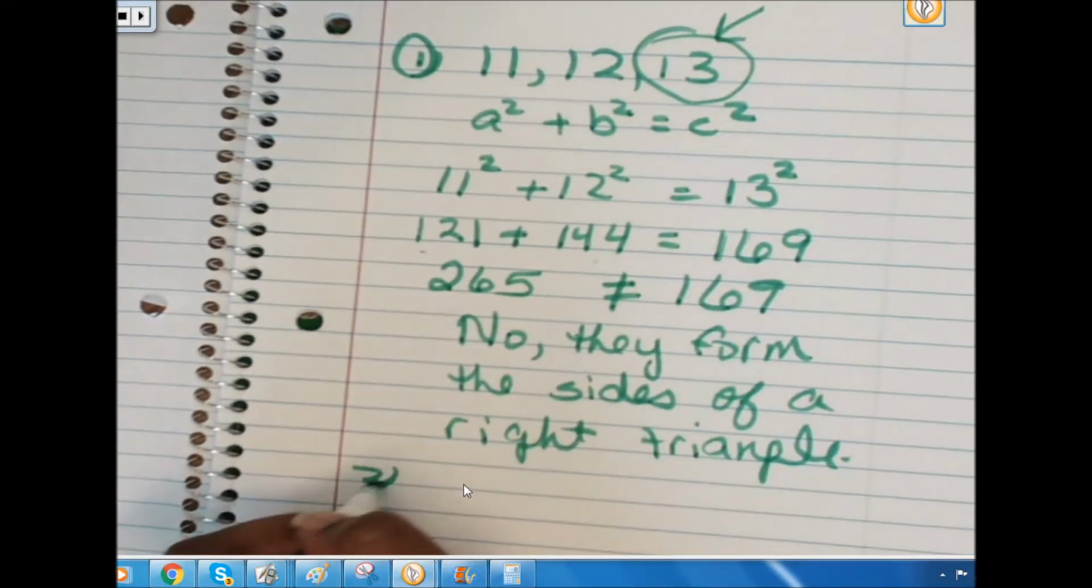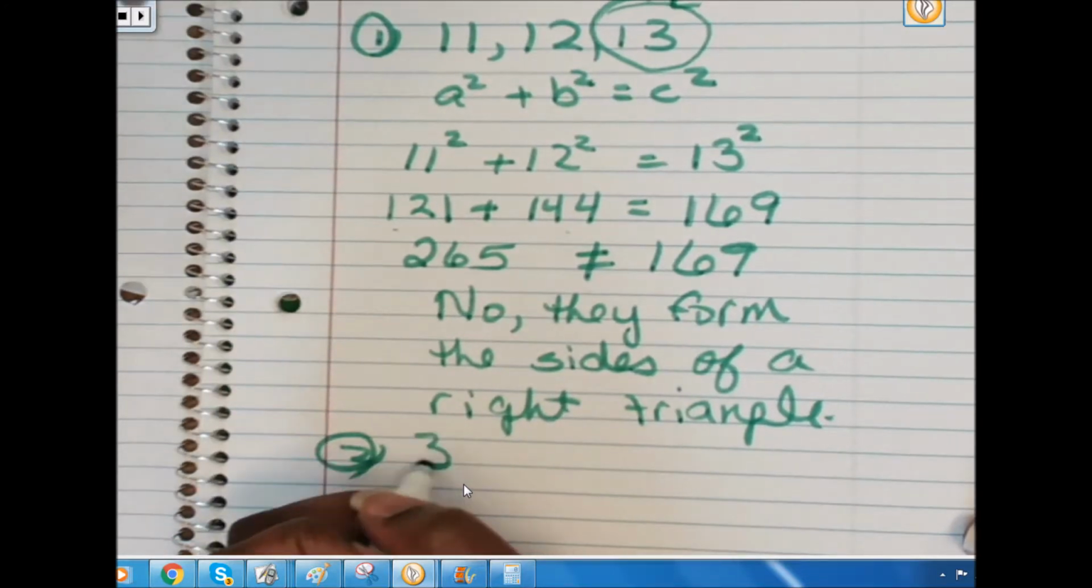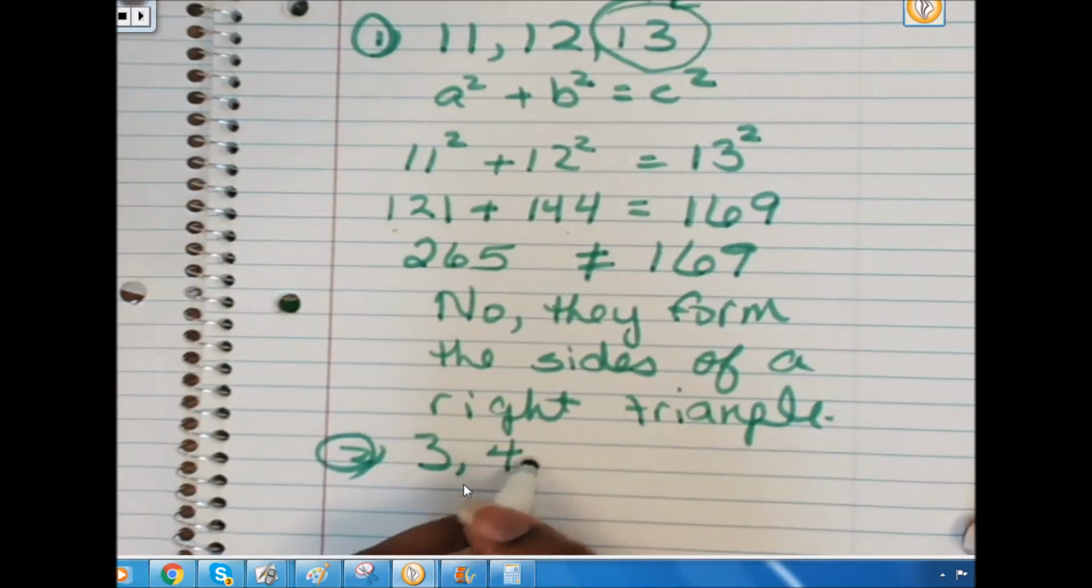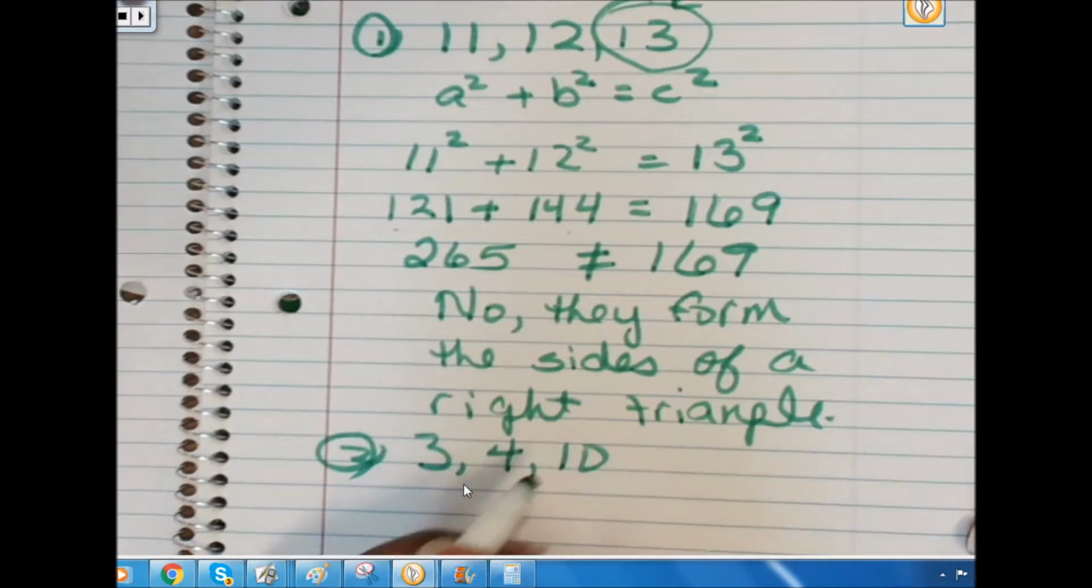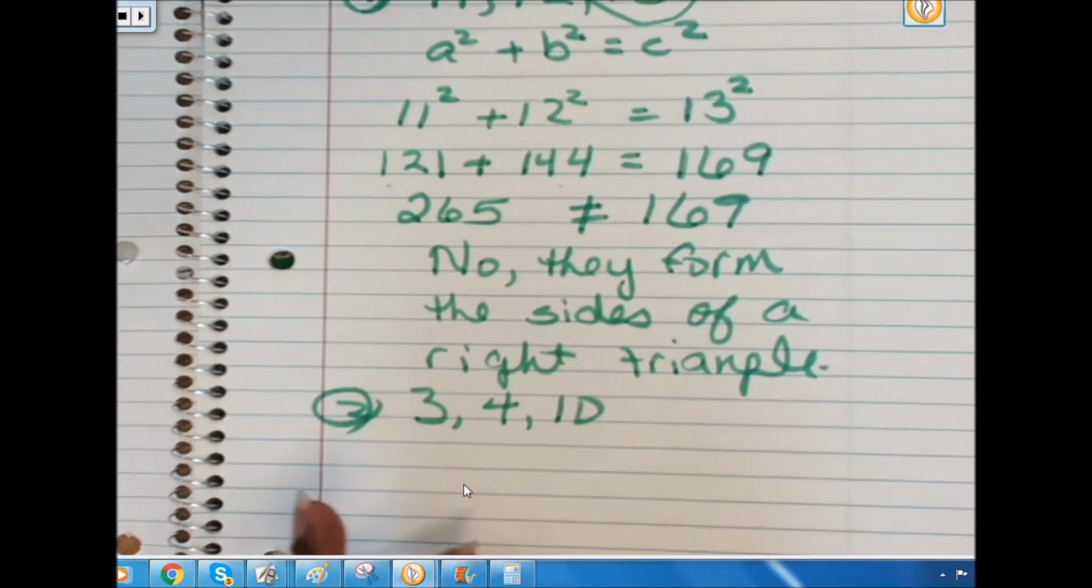Alright, so now you are going to use the same process to determine if the sides 3, 4, and 10 form the sides of a right triangle. Pause it, do the work, come back and check your work.